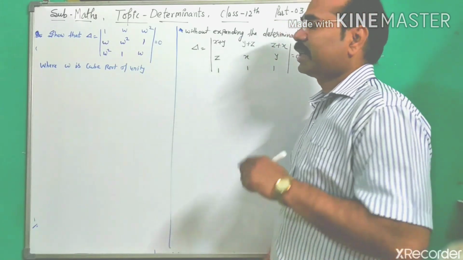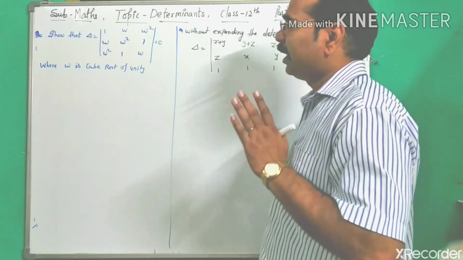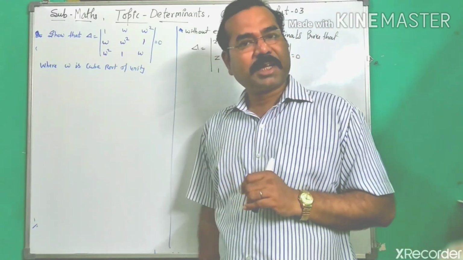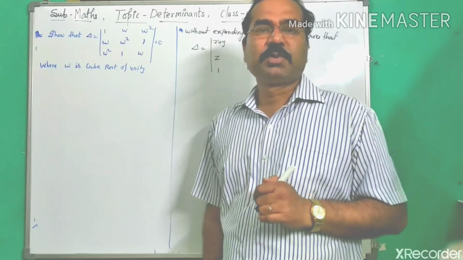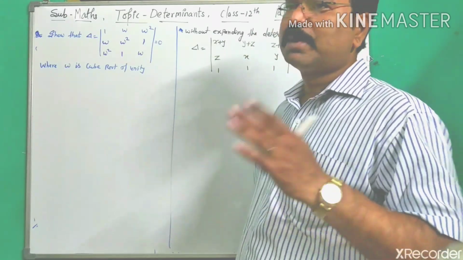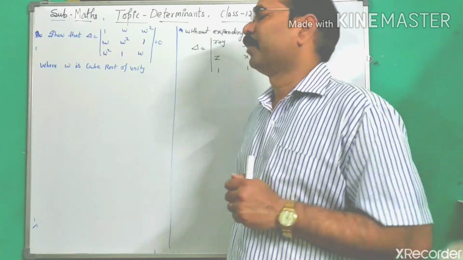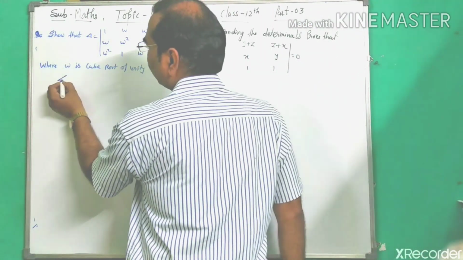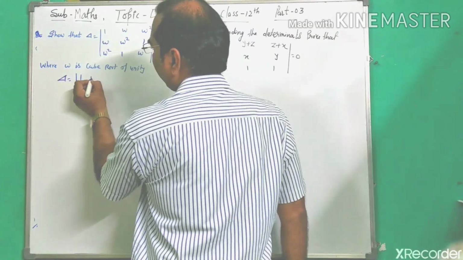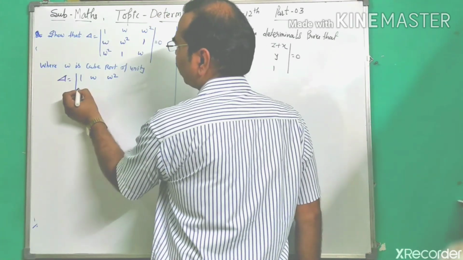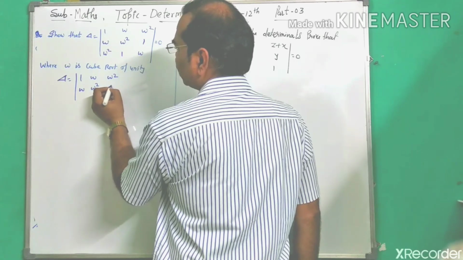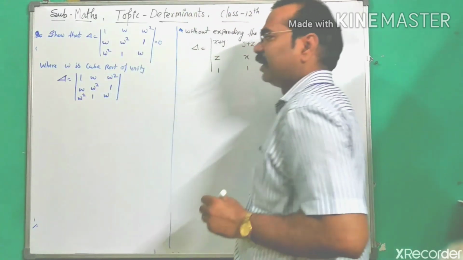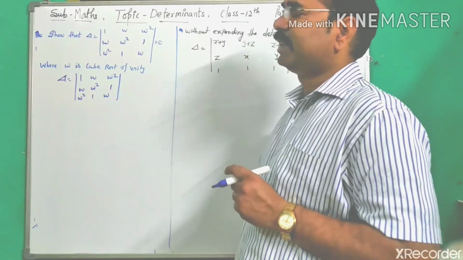There are some values of omega. So what is our main aim? Our main objective is to make two rows or two columns equal, or make all the values come to 0. So you have to use the property of a determinant. Here del is given as the determinant with rows 1 omega square omega, square 1 omega, omega square 1 omega. Now we have to show its value is 0.